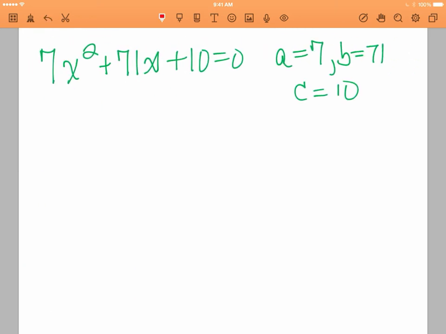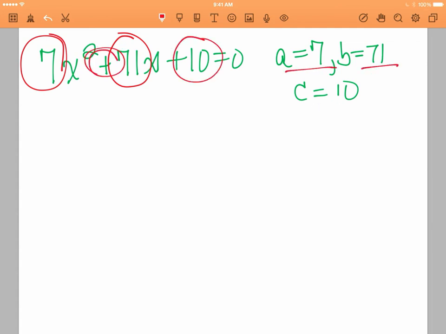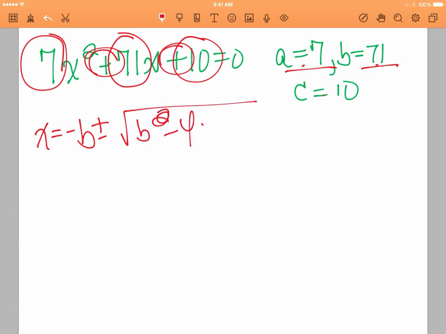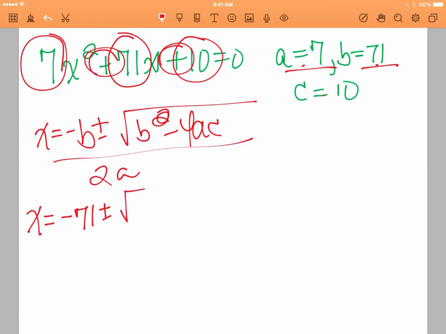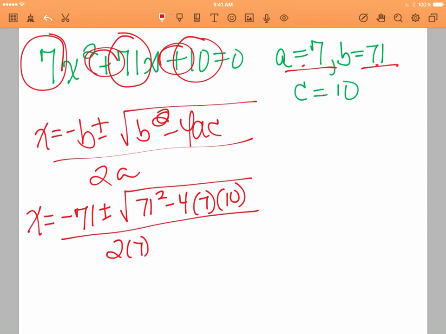Okay, let's look at the second one. Again, your a, your b, your c. Whatever sign is in front of the a, b, or c also stays with the term. Write the formula. Okay, and we plug them on in. So x is equal to negative 71 plus or minus the square root of b squared, so 71 squared, minus 4 times 7 times c all over 2 times 7.